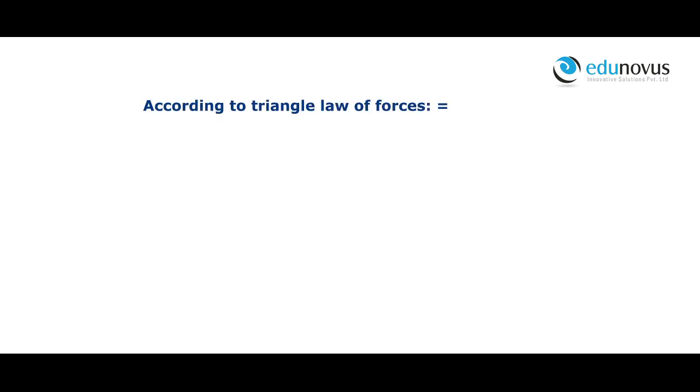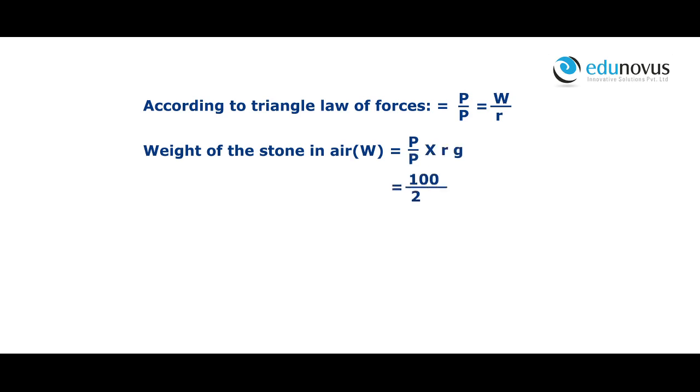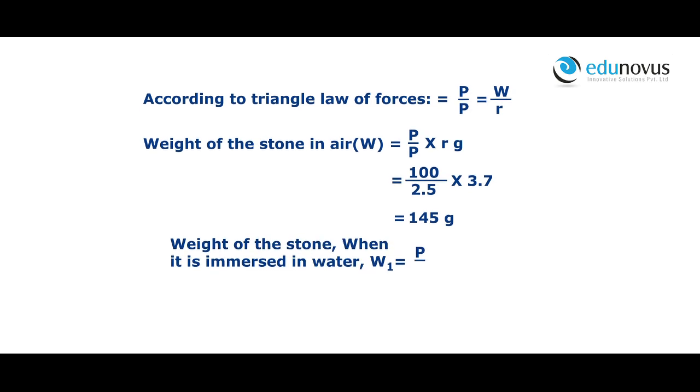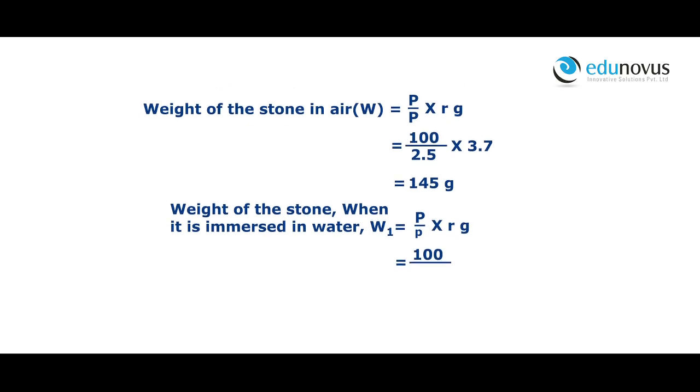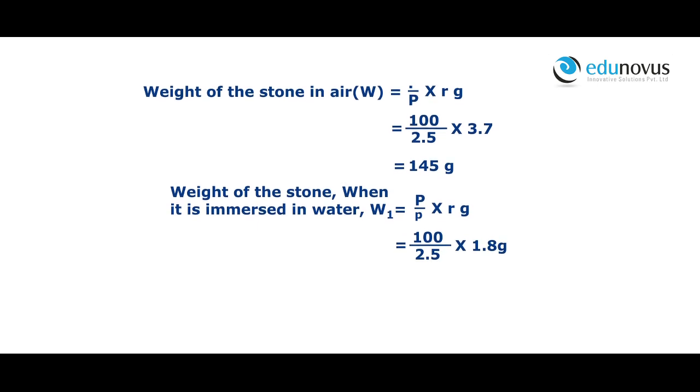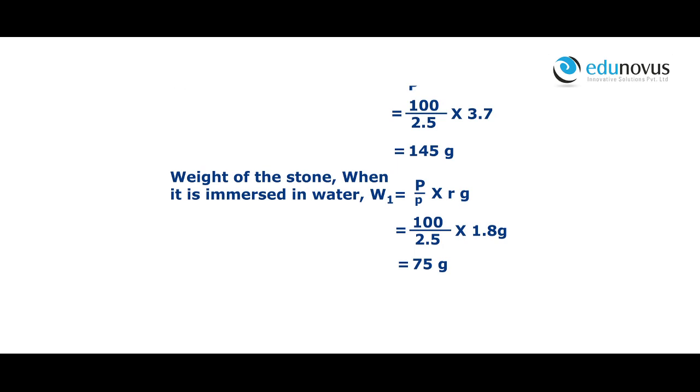According to triangle law of forces, P by small p is equal to W by R. Weight of the stone in air, W is equal to P divided by small p into R grams. That is equal to 100 divided by 2.5 into 3.7, which is 145 grams. Weight of the stone when it is immersed in water, W1 is equal to capital P by small p into R grams. That is equal to 100 divided by 2.5 into 1.8 grams, which is 75 grams.